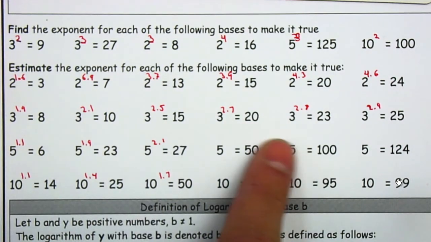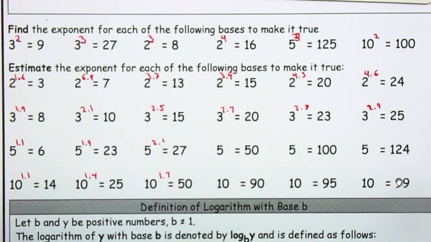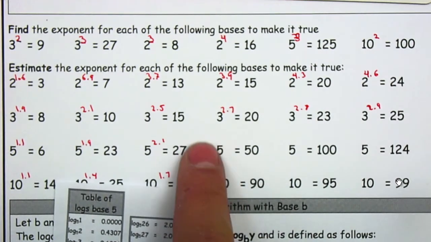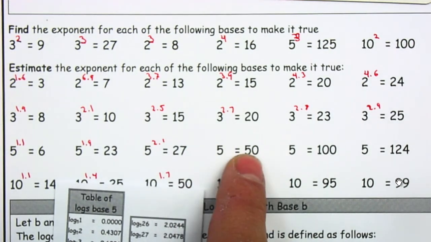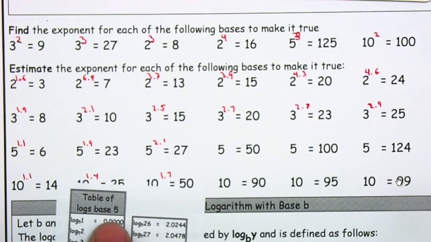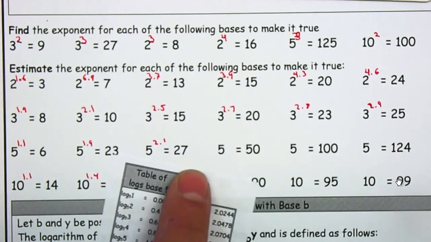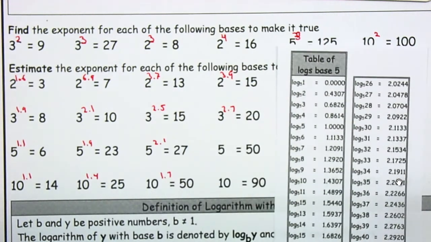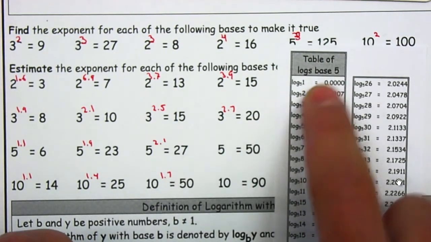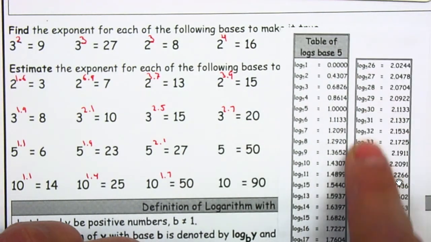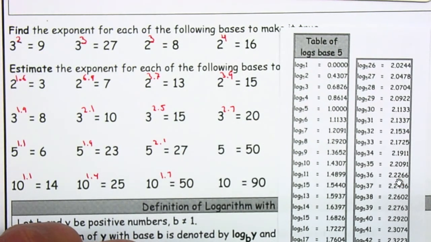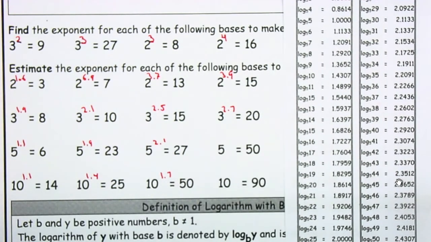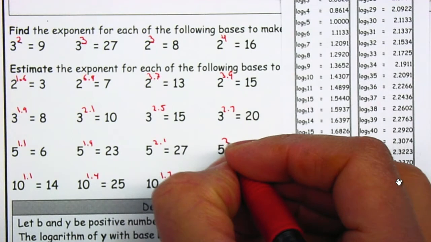Now, I kind of did cheat a little bit because I used the table of logs that you guys have on the back. For example, if I want to be able to find out 5 to what exponent is equal to 50, I'm going to look at the log base 5 because this is the base 5 and I'm looking for the exponent. I'm going to go over to the base 5 and I'm looking for 50, and that is 2.4. So the exponent is 2.4.